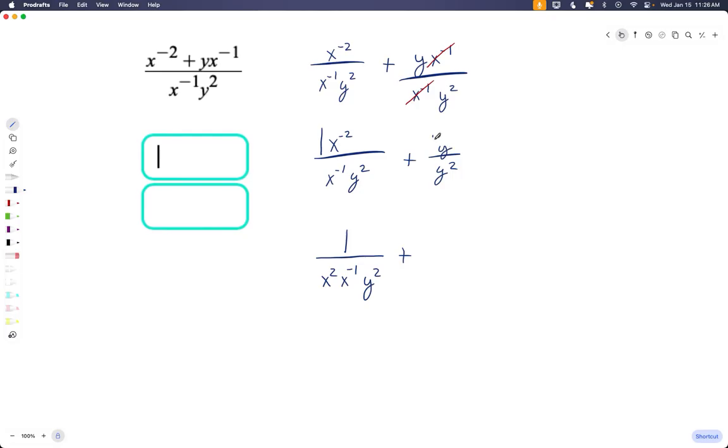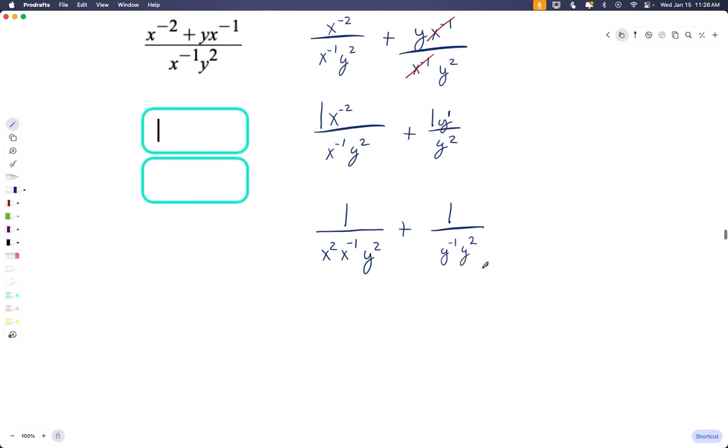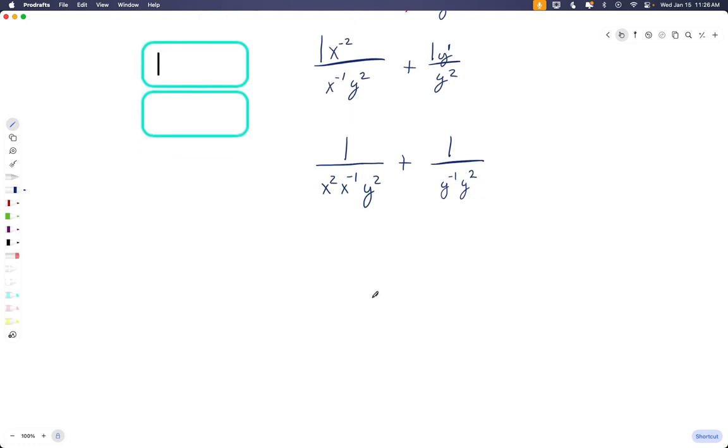We do the same thing here. We have a positive 1 on this y, so we put the 1 in front of it that's invisible, and we're going to bring that down. So we have 1 over y to the negative 1, y to the positive 2. So then that becomes for us 1 over xy squared plus 1 over y, right?